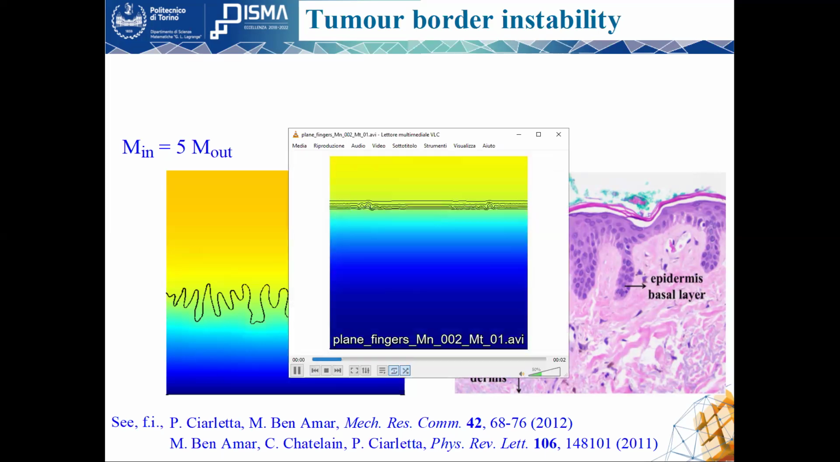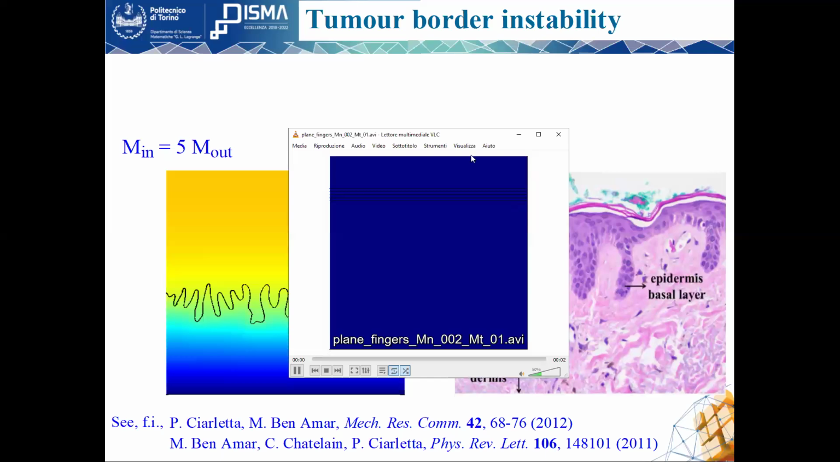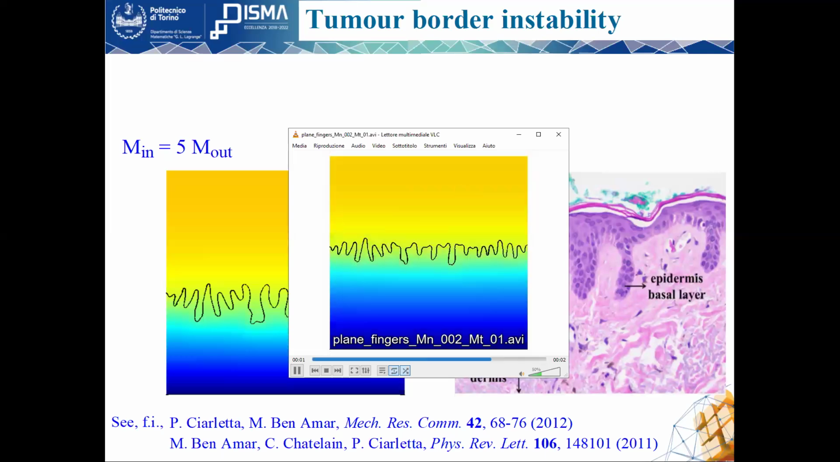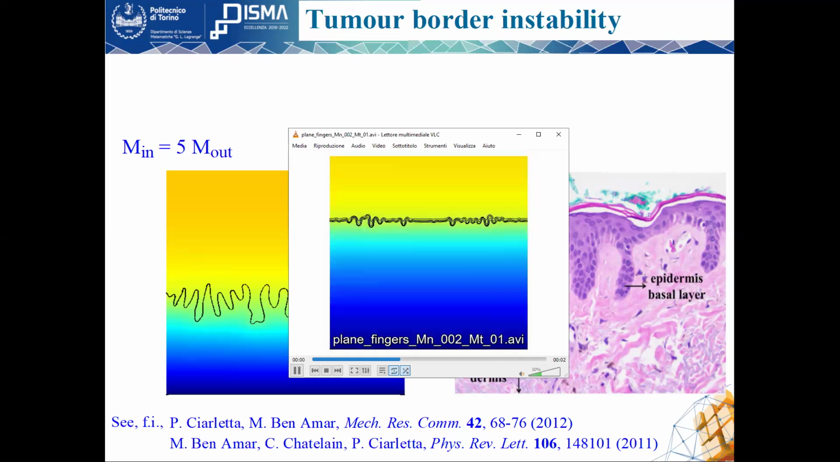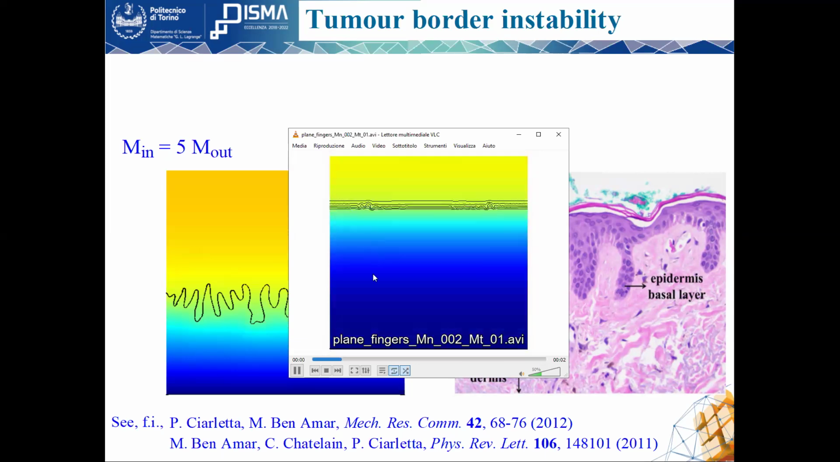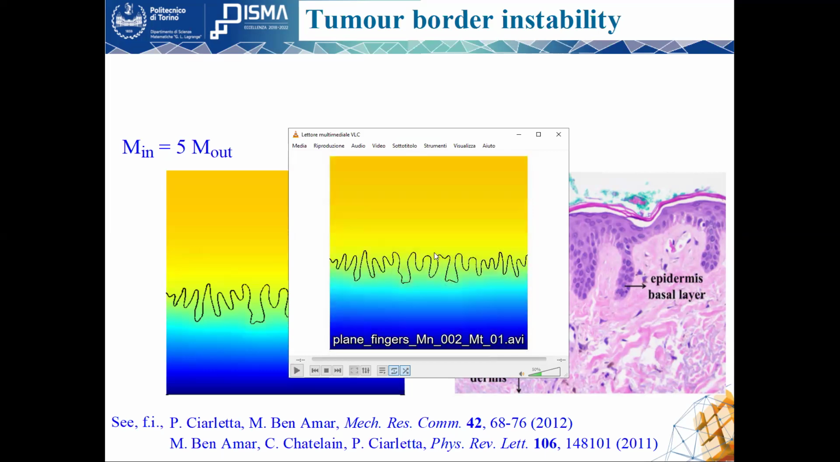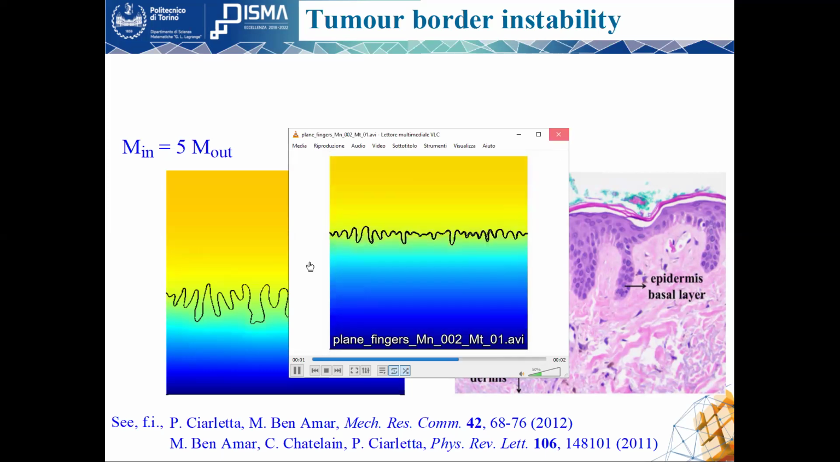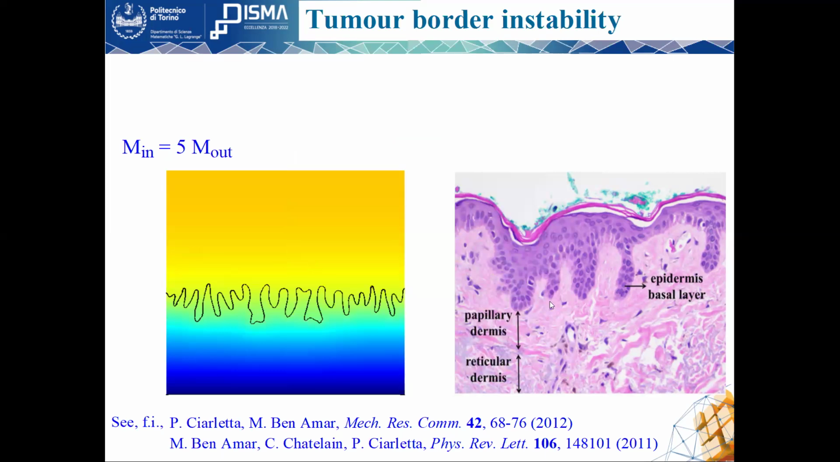So you expect, in some sense, that the tumor border, which is flat, so this is a one-dimensional problem in principle, remains flat. But this is not the case, because the flat solution is unstable and it fingers. You have the growth of some fingering, and you can probably compare this picture here with what you see in a vertical section of this thin tumor, in which you have these digits, these fingers that go inside the tissue.